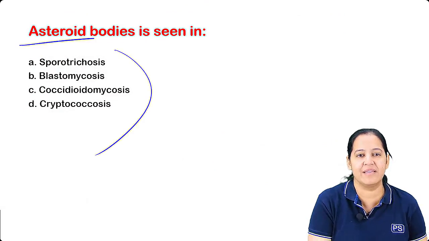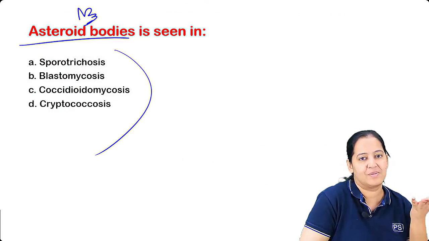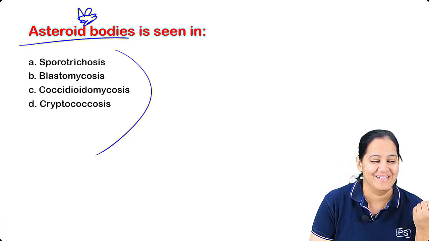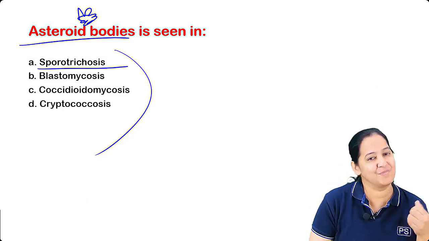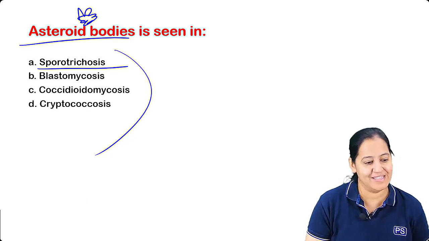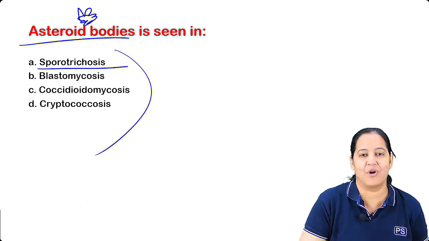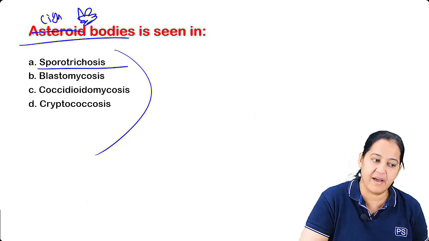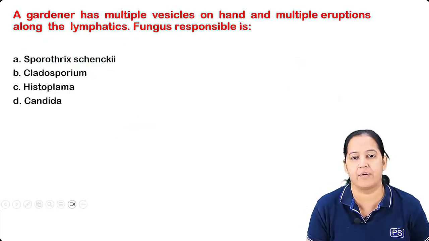Asteroid bodies are seen in? Asteroid are the stars. So stars kis mein hote hain? The stars are seen in? What's the correct answer? The correct answer is sporotrichosis. Absolutely correct. It's sporotrichosis. Very good. And asteroid bodies, also known as cigar bodies. Asteroid cut karke, if I use the word cigar, still the answer is the same. It is sporotrichosis.